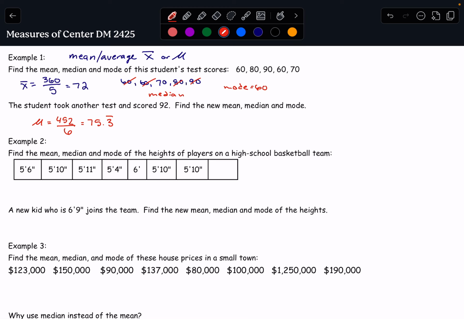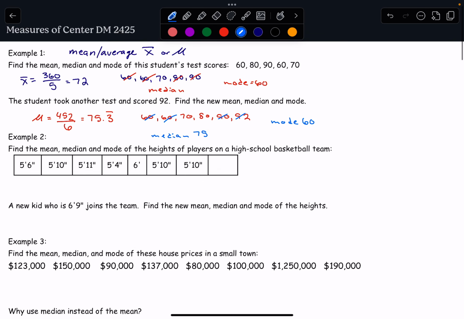Now, as far as the median goes, my numbers are 60, 60, 70, 80, 90, and now 92. So when I start crossing them out, I end up with two numbers, 70 and 80, that are in the middle. So I just find what's in the middle of those two numbers. So in this case, the median is going to be 75 because 75 is in between 70 and 80. And then the mode, the number that shows up the most, is still the number 60. Okay? All right, example number 2.